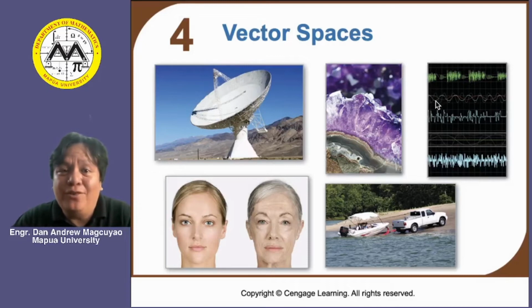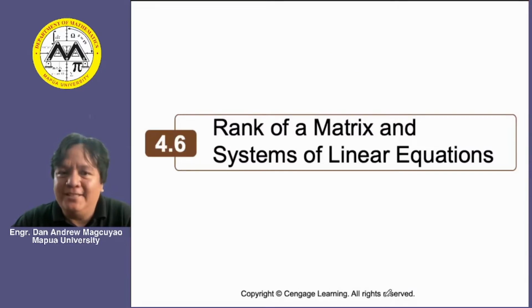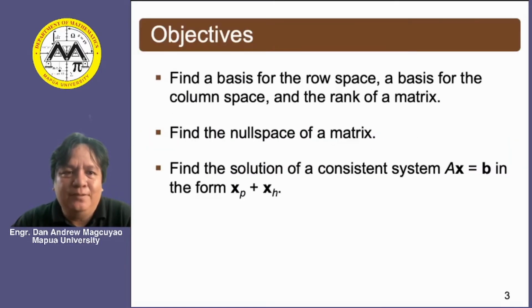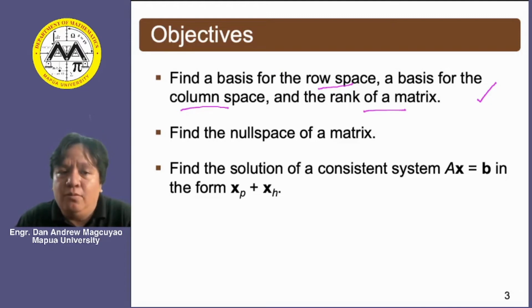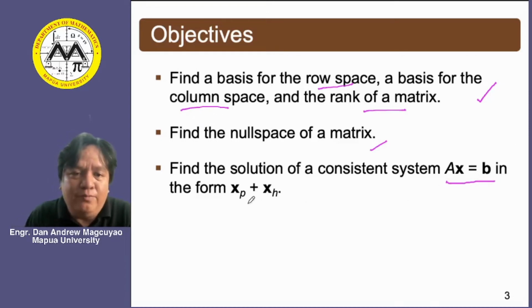Good day, everyone. So for this week, we will be discussing rank of a matrix and systems of linear equations. For this week's course outcomes, we're going to find the basis of the row space, basis of a column space, and rank of a matrix. We would also be finding the null space of a matrix, find the solutions. We will also find the solution of a consistent system AX equals B in the form XP plus XH.